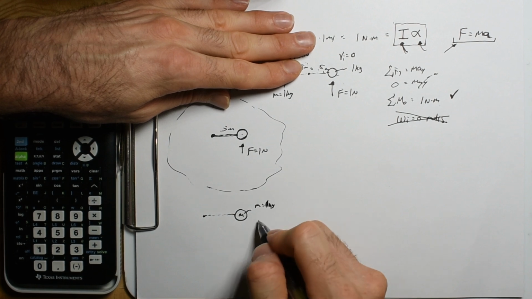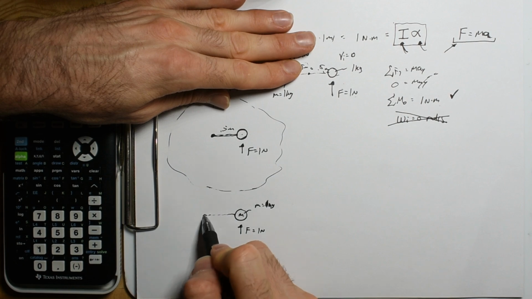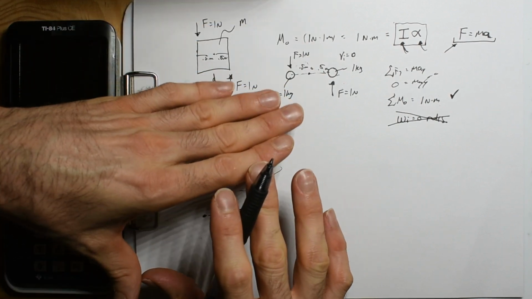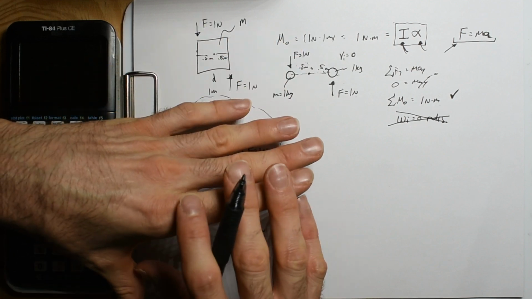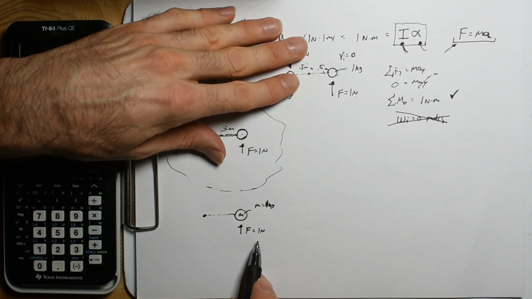Sorry. And then you still have a force of 1 Newton. Now, you're still pinning it to outer space, so just pretend there's no gravity. But we are influencing this mass with 1 Newton.